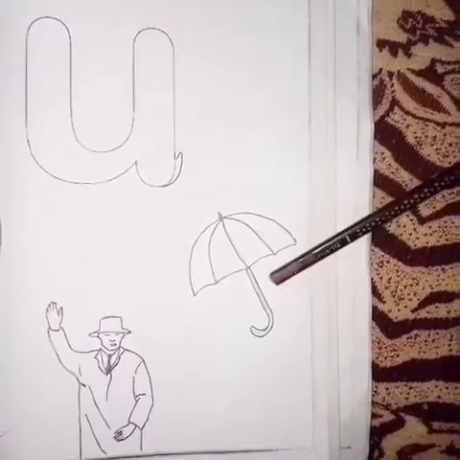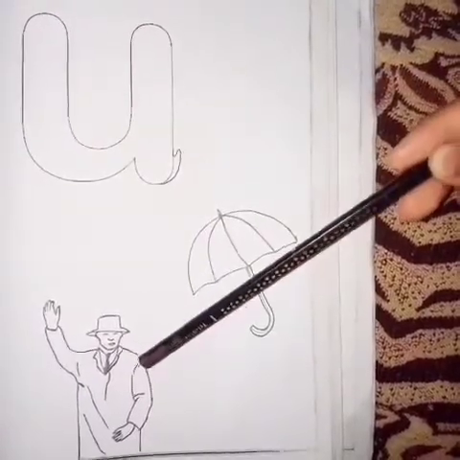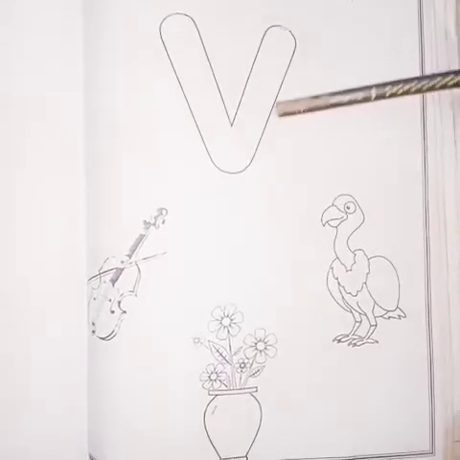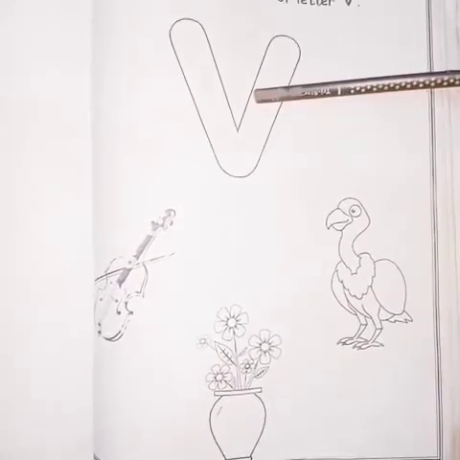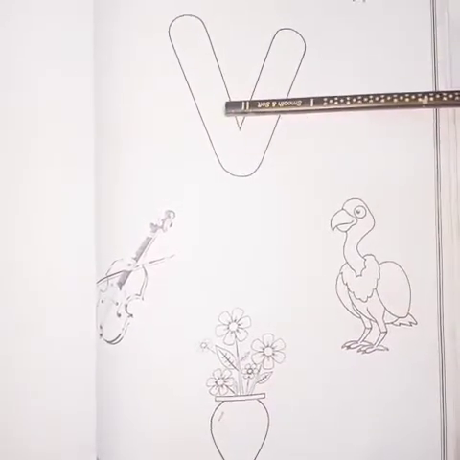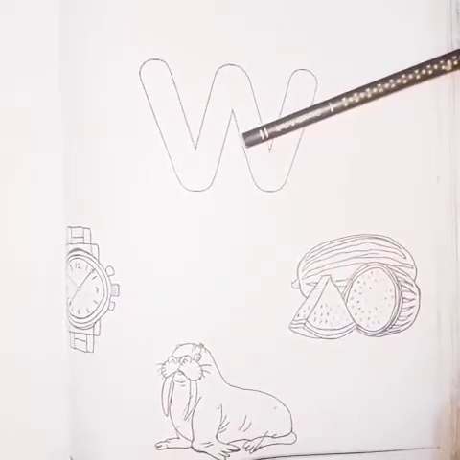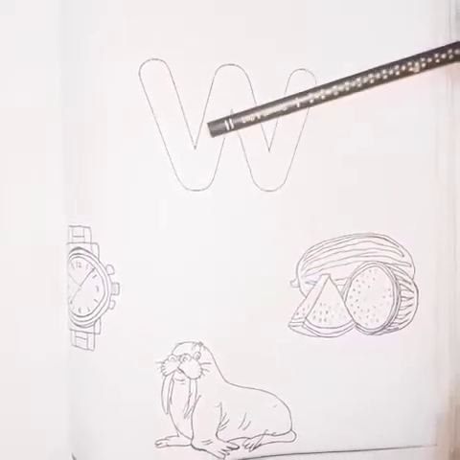U: umbrella, umpire, up. V: vulture, vase, violin. W: watermelon, walrus, watch.